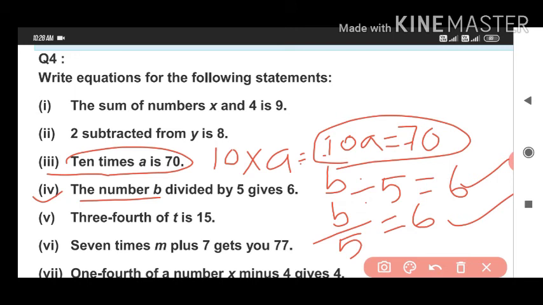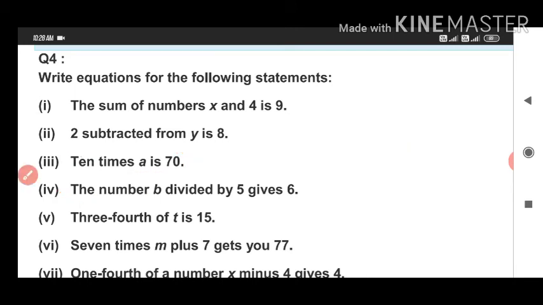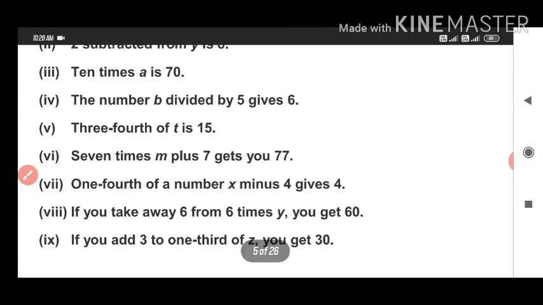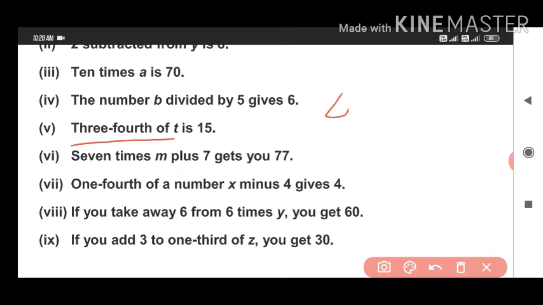Now question number 5. What is given here? 3/4 of t is 15. That means you will write 3/4, and this is called 3/4 of t. Of means multiply. Times also means multiply, and of is also multiply.